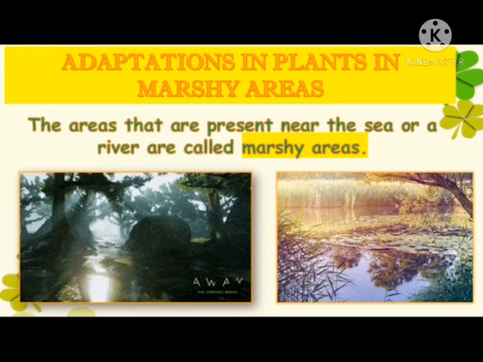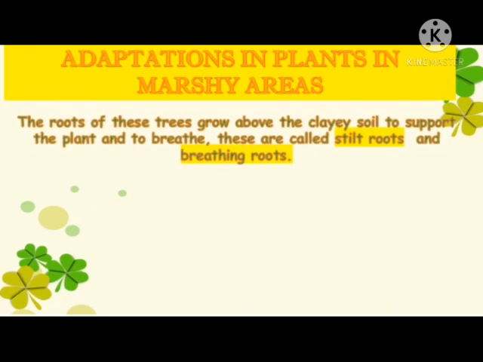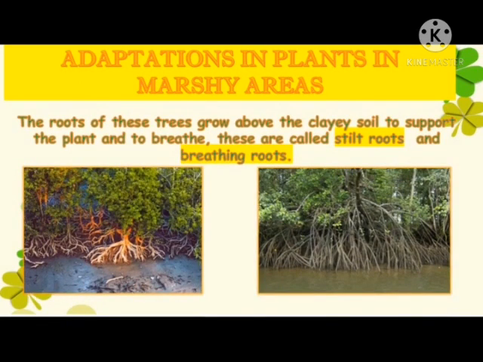Plants in marshy areas adapt so that the roots obtain fresh air. The roots of these plants grow above the clayey soil to support the plant and to breathe. These are called stilt roots and breathing roots, respectively. Mangrove trees are the most common examples of plants that grow in marshy areas.